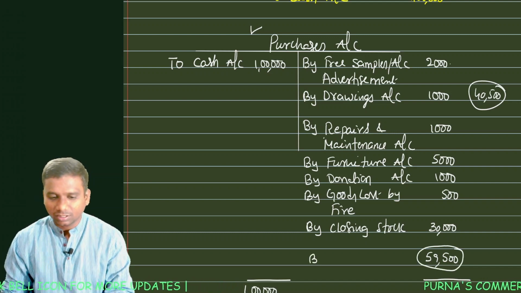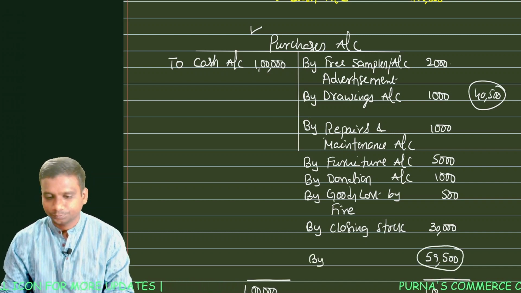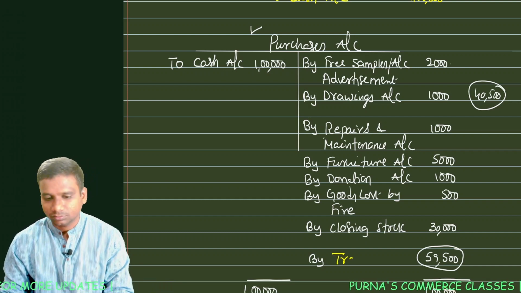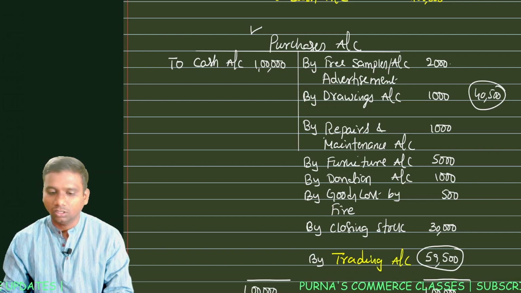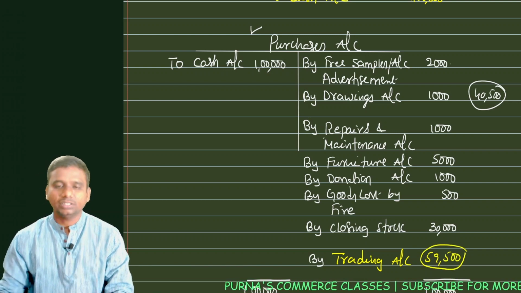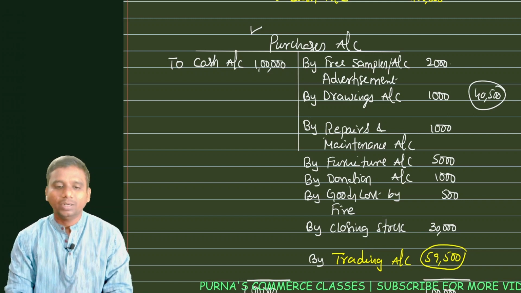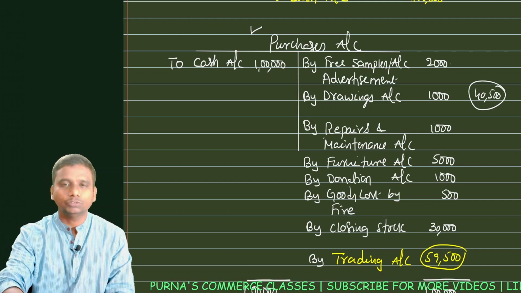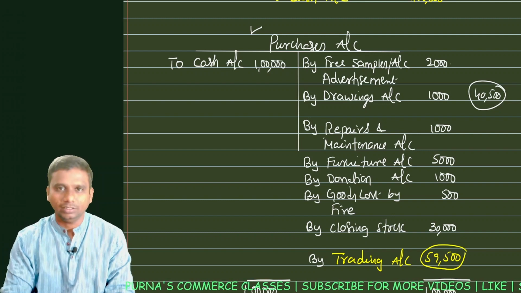So this we transfer to where? Trading account. Yes or no? The purchase account balance, finally, we transfer to which account? Trading account. So 59,500. Yes or no, students? Yes. But this happens practically, whatever the approach we followed.